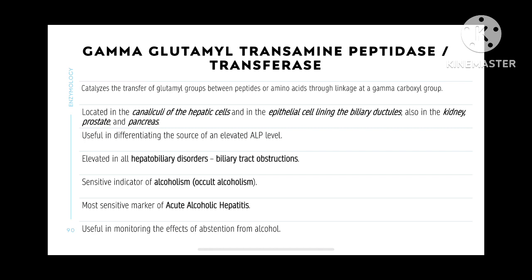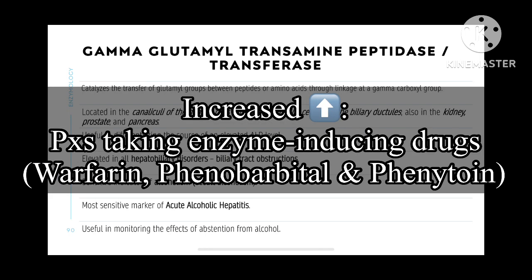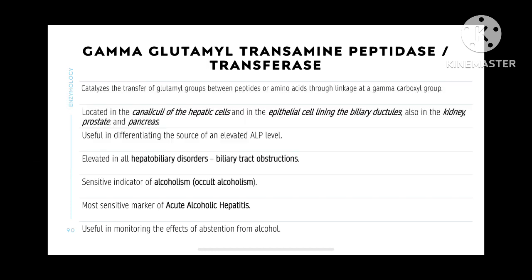Therefore, GGT levels will be increased in patients receiving enzyme-inducing drugs such as warfarin, phenobarbital, and phenytoin. Because of the effects of alcohol on GGT activity, elevated GGT levels may indicate alcoholism, particularly chronic alcoholism. Generally, enzyme elevations in persons who are alcoholics or heavy drinkers range from 2 to 3 times the upper limit, although higher levels have also been observed.